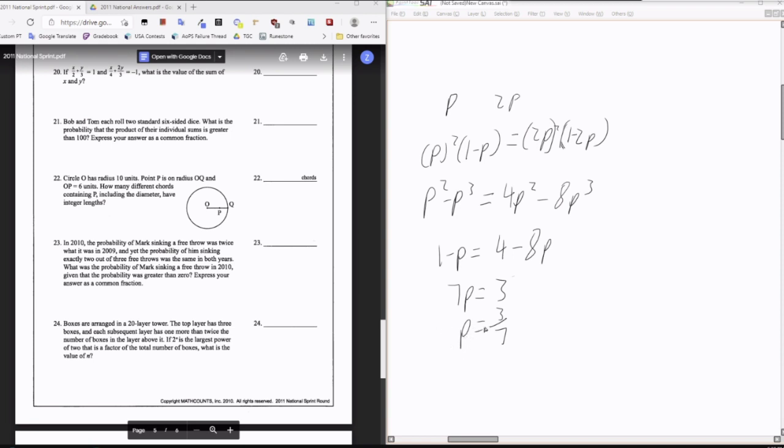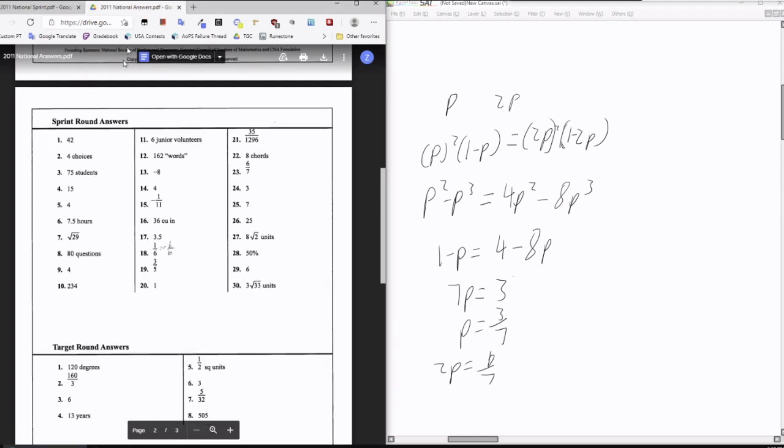Okay, so since P is the probability in 2009 and P equals 3/7, we're looking for the probability of Mark making a free throw in 2010 over 2P, and so that equals 6/7. And so, yep, that's our answer.